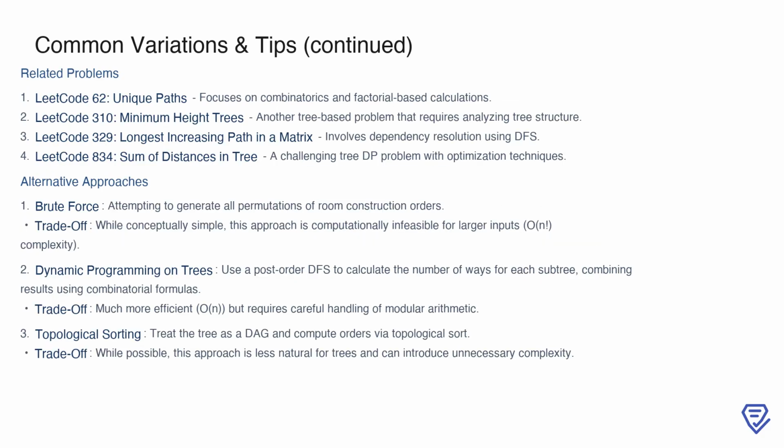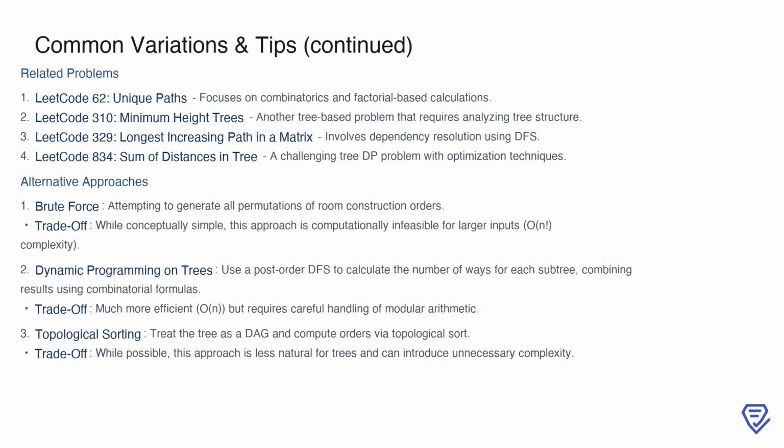This problem shares similarities with several other challenges on LeetCode, which can help you practice related concepts. For instance, LeetCode 62, Unique Paths, focuses on combinatorics and factorial-based calculations, similar to the modular arithmetic seen here. LeetCode 310, Minimum Height Trees, requires analyzing tree structures, which is another key skill. Additionally, LeetCode 329, Longest Increasing Path in a Matrix, involves dependency resolution using DFS, and LeetCode 834, Sum of Distances in Tree, is a challenging tree dynamic programming problem that emphasizes optimization techniques.